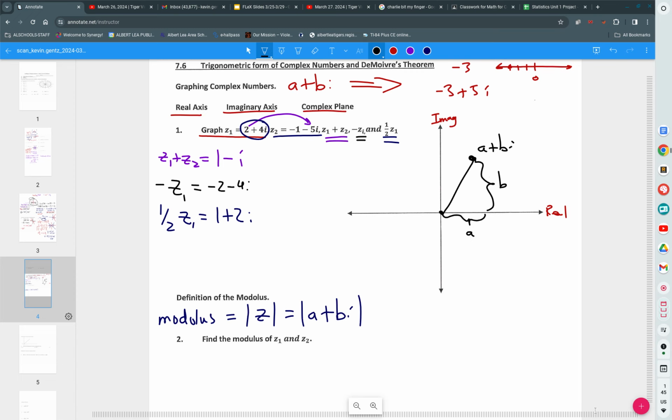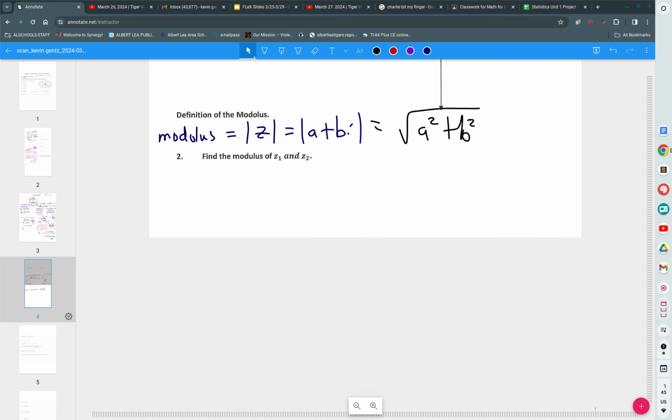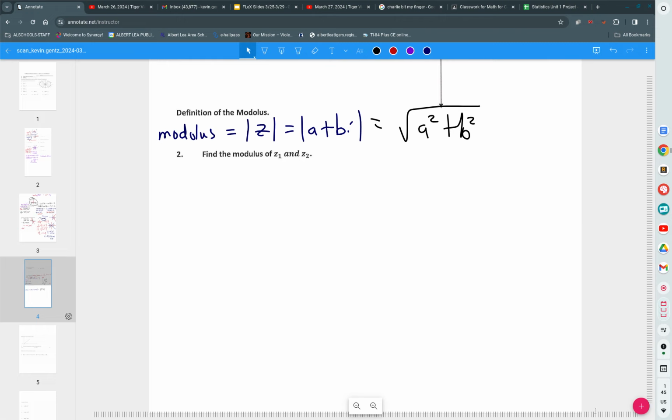Pythagorean theorem. So again, the modulus is simply the distance that this is from the origin. So we use the Pythagorean theorem. So it's equal to the square root of A squared plus B squared. So if you're asked to find the modulus of a number, you simply take the absolute value of, we have 2 plus 4i.